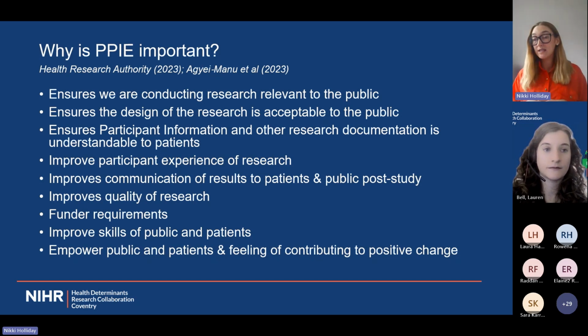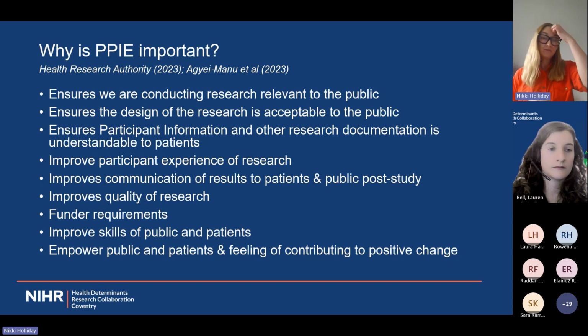It can improve the quality of the research. As I said before, it can make it more likely that we actually get the number of participants we need, because the methodologies are more suited to that patient group. And by that, we're going to get better quality data.